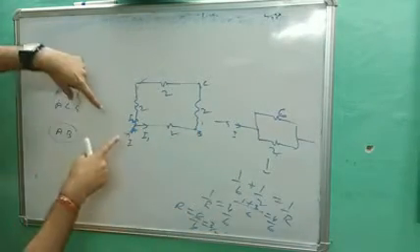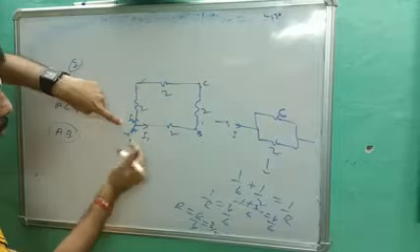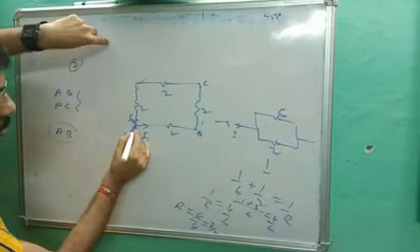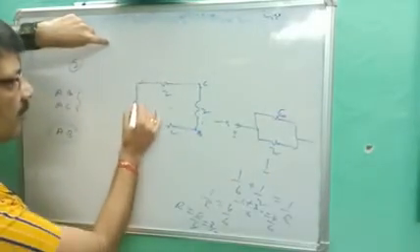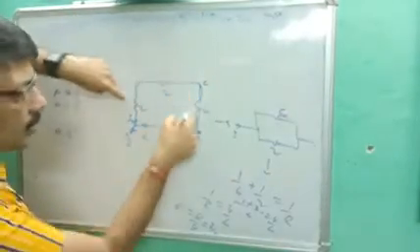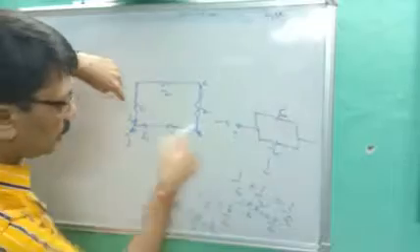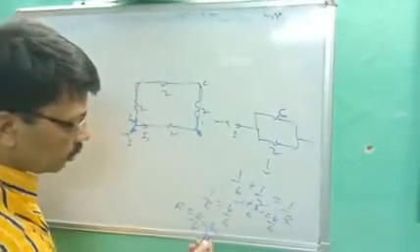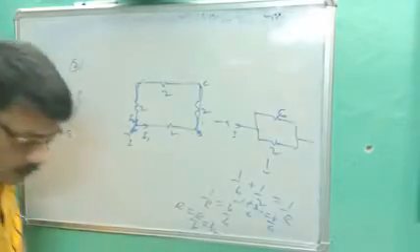Once again, our aim is from A to B. Your journey will start from A and end at B. First, this is the first path from A to B. This is the second path from A to B. All are in series: 2, 2, 2. It becomes 6 and 2. They are in parallel: 1 by 6 plus 1 by 2 is equal to 1 by R. So directly you can get the answer 3 by 2. Okay, so this is first.